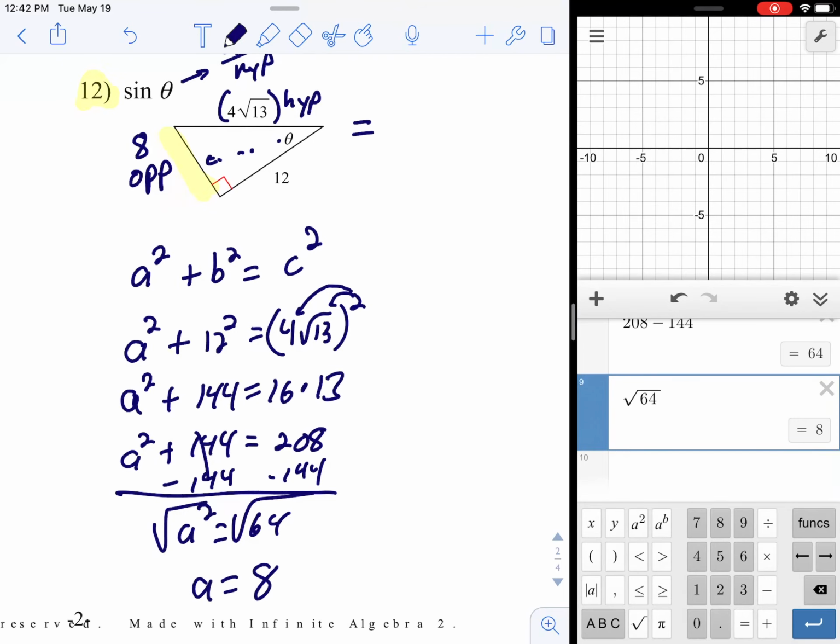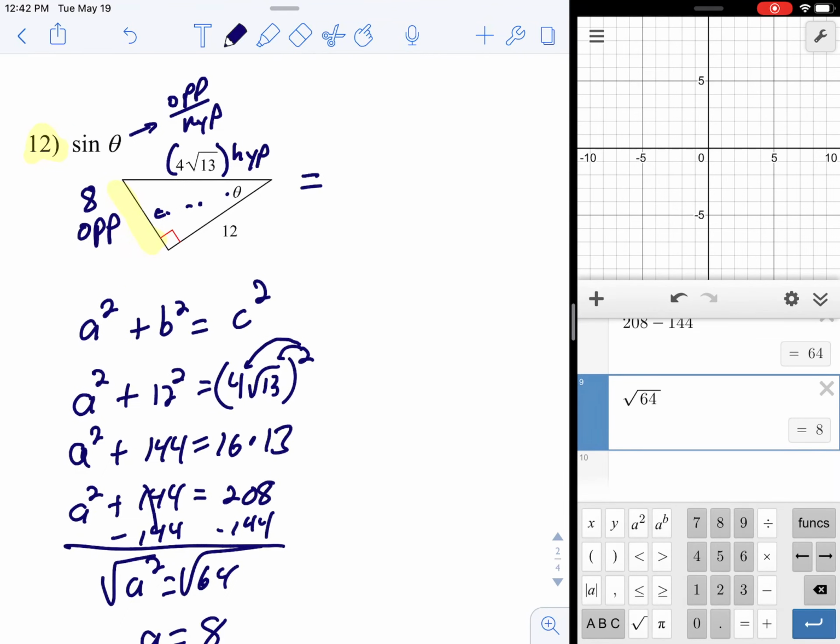Now I can do sine. Sine is opposite over hypotenuse. That's 8 over 4 radical 13. You can see that the 8 and the 4 will reduce, leaving you with a 1 and a 2. So that's 2 over 1 times radical 13.